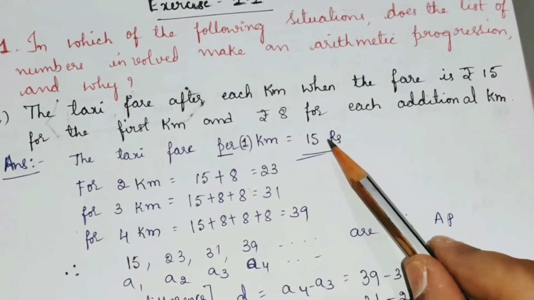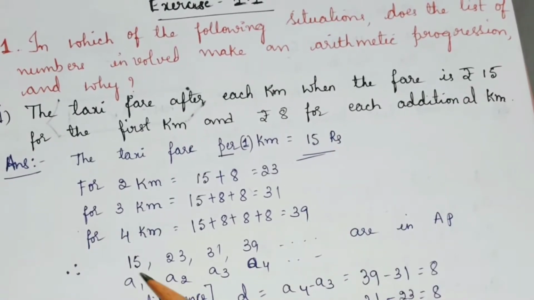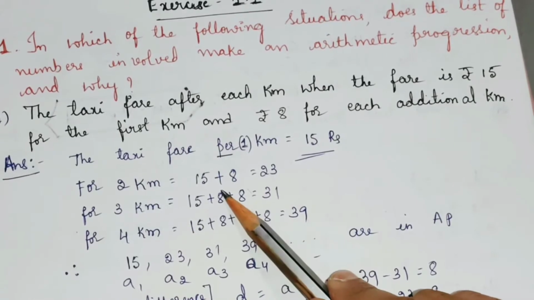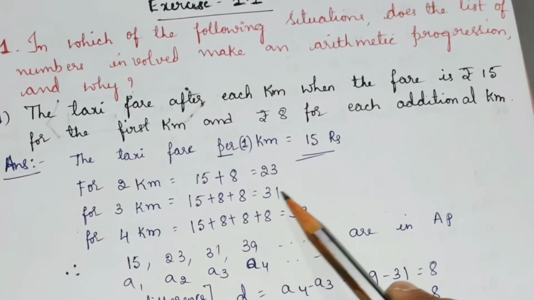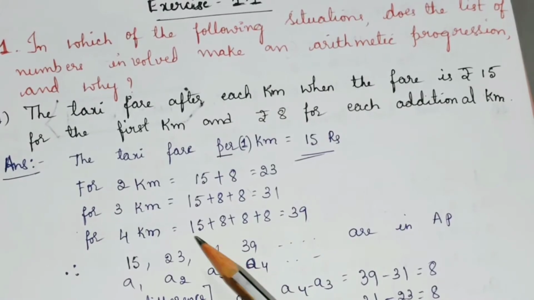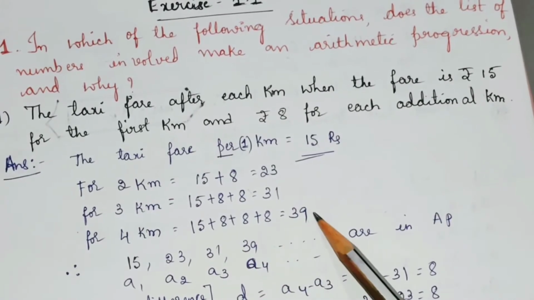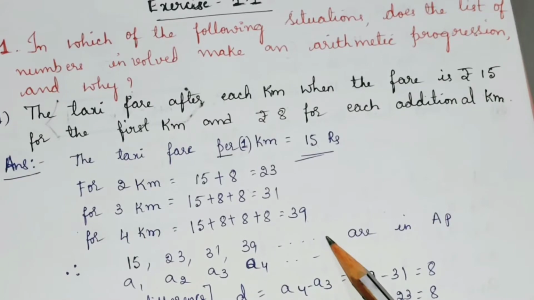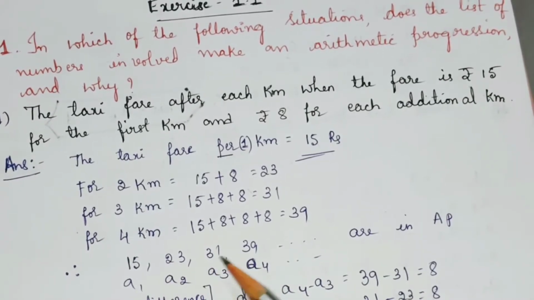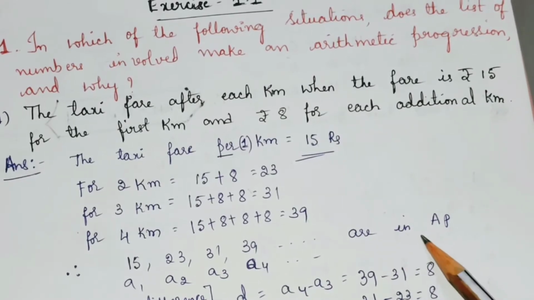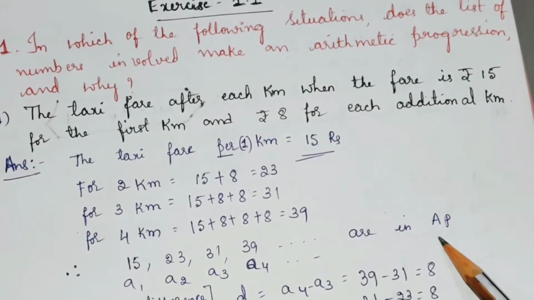Now write down: first kilometer it costs 15. If you travel 2 kilometers it costs 23. If you travel 3 kilometers it costs 31 rupees. If you travel 4 kilometers it costs 39 rupees, and so on. Now when you observe these numbers, they are in AP. How did you come to know they are in AP?